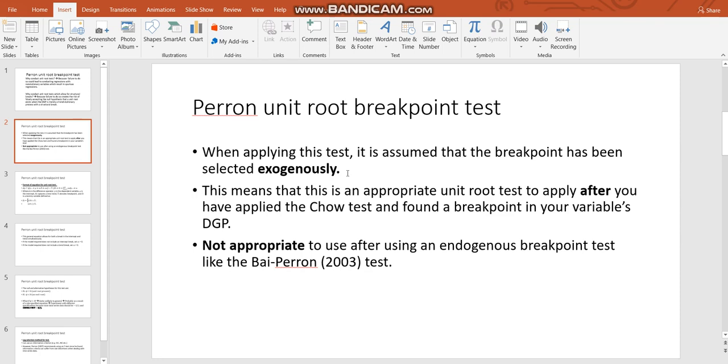So just going forward, this is a good follow-up unit root test to apply if you've first and foremost applied the Chow structural breakpoint test. It wouldn't really be an appropriate test to apply for a structural break test where the breakpoint dates are selected endogenously. That would be more a case of the Lee-Strazicich test. In a future video, I'm going to be showing you how to apply the Lee-Strazicich test, but not now. Just bear in mind that if you're analyzing a variable, do the Chow breakpoint test first, and then do this Perron unit root breakpoint test next.